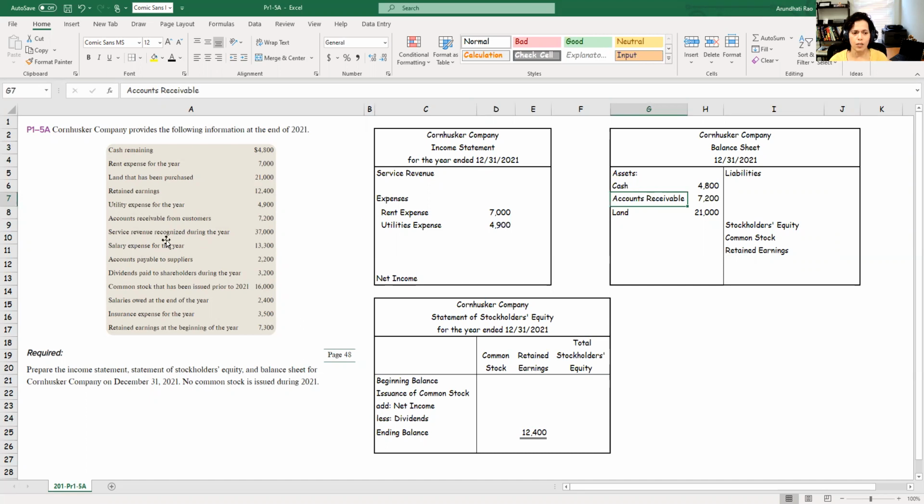The next one is service revenues, 37,000. And you'll see over here, I'm putting this number in the outside column because there's only one service revenue. I don't need to list it inside.